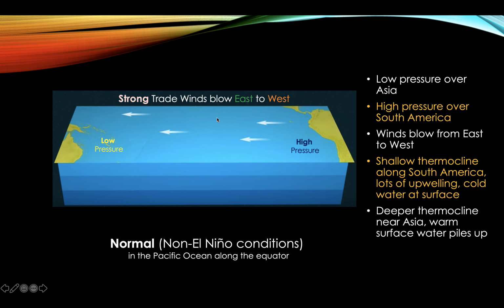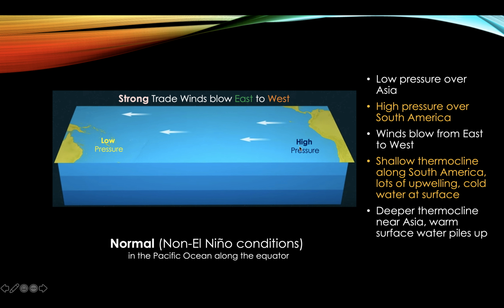Normally in the central Pacific, you have a low pressure that sits over Asia and Australia, and a high pressure system that sits over South America and the west coast of North America. If we think back to our last lecture, remember high pressure systems are associated with dry climate, whereas low pressure systems are associated with a wet or rainy, humid climate. So that's why it's dry in California and it's humid and wet over in Sydney, Australia.